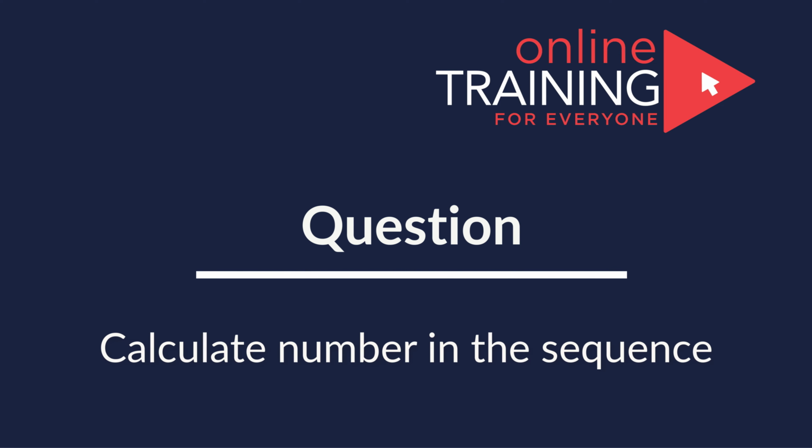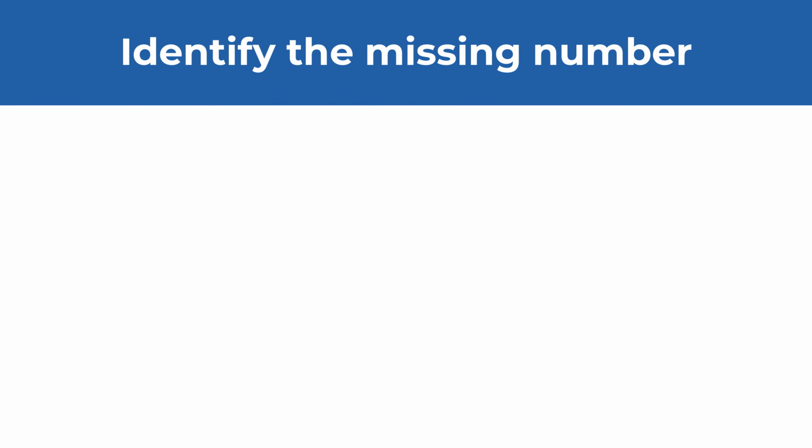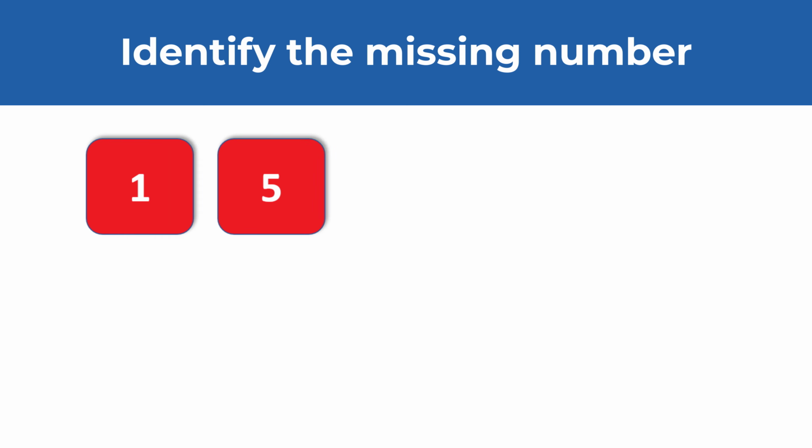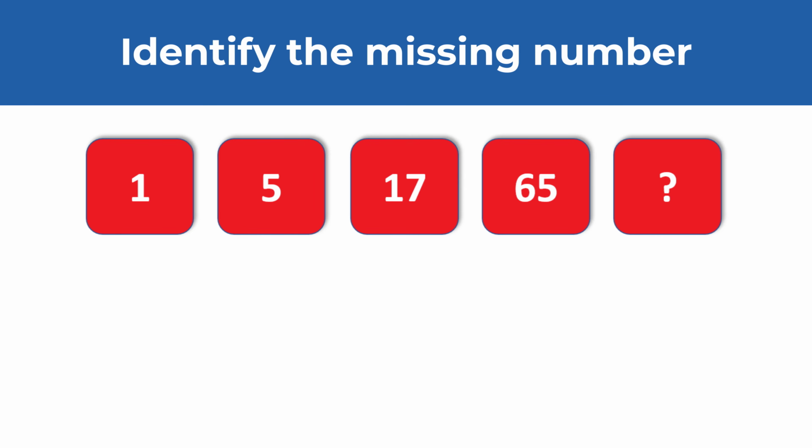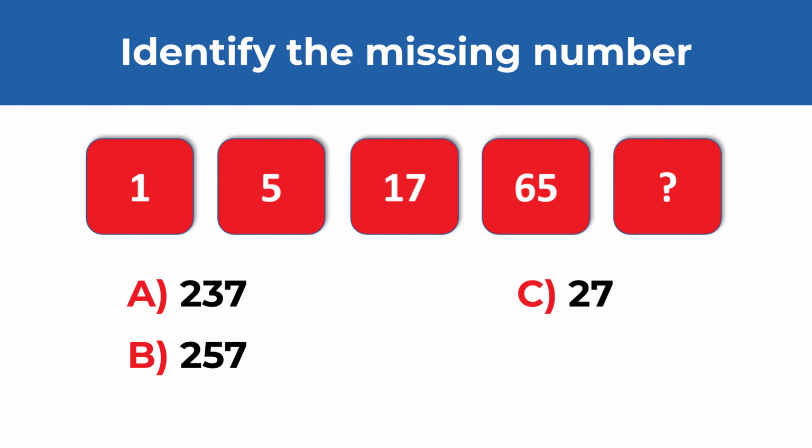Here's the question from the real test, where you're presented with the sequence of numbers and you need to identify the missing number. The numbers you see are 1, 5, 17, 65, and then comes the missing number. And you have 4 different choices for the missing number. Choice A, 237. Choice B, 257. Choice C, 277. And then choice D, 297.